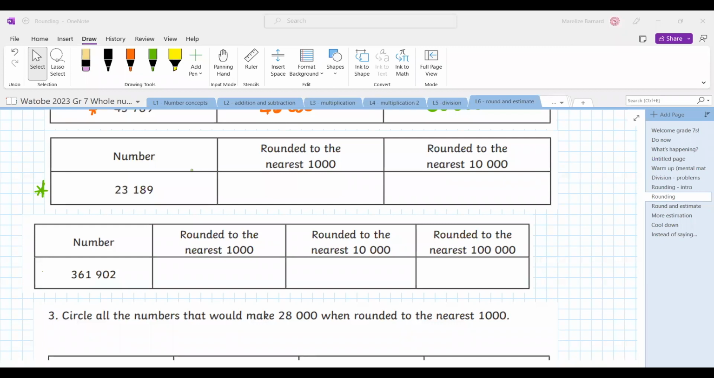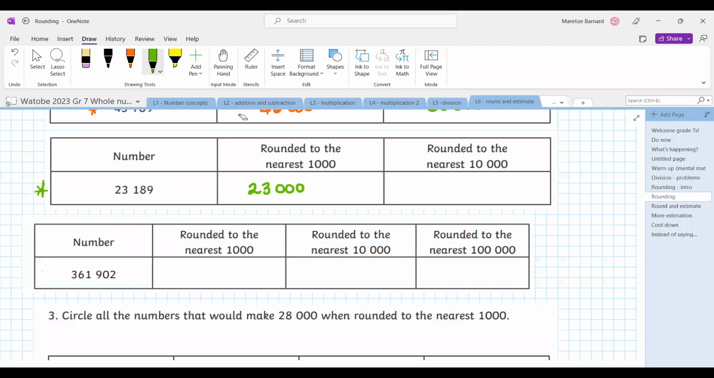Nearest thousand. It can only be 20,000 or 30,000. What's closer to 23,189? Sorry, I'm talking nonsense here. It's 23,000. There we go. So what's closer to 23?